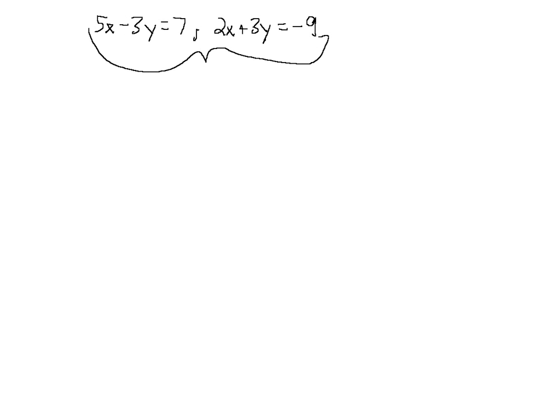So let's take a look at the following. We have 5x minus 3y equals 7, and we have 2x plus 3y equals minus 9. All right, so this is our system of linear equations. We have equation 1 and equation 2.